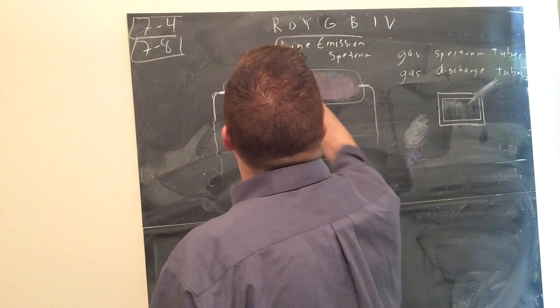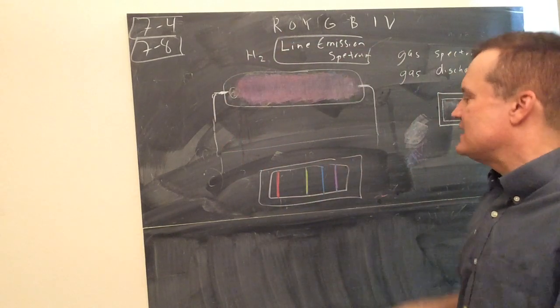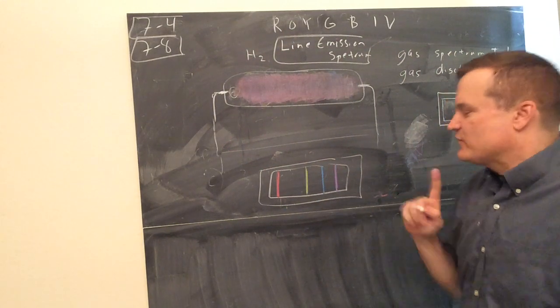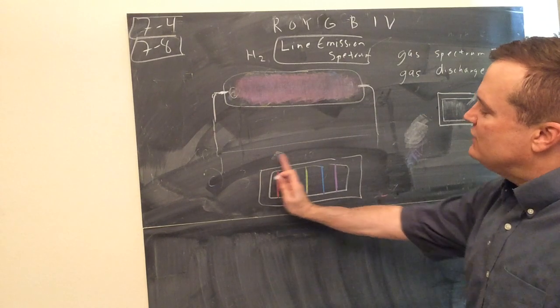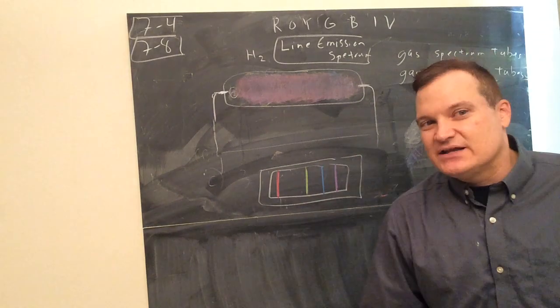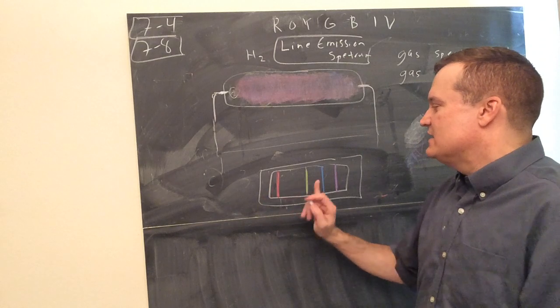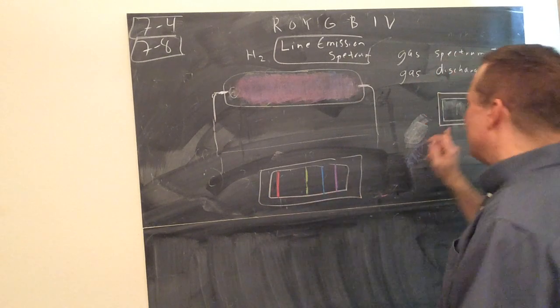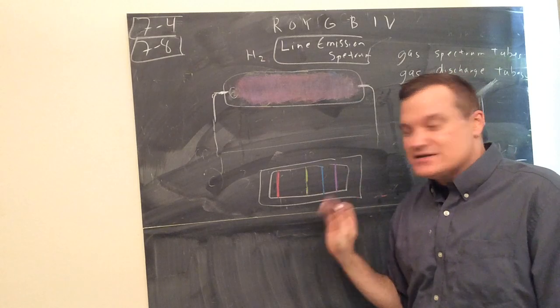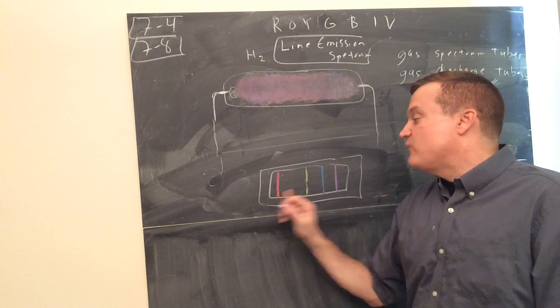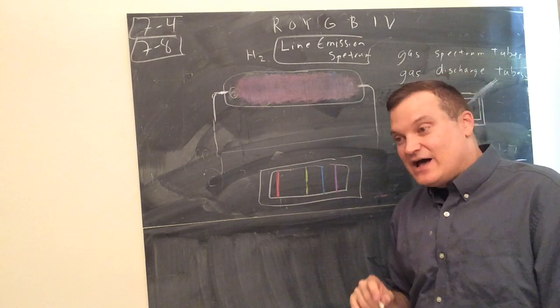Now, here's the cool thing about this. This is a line emission spectrum. First of all, the first weird thing about it was, when I look at white light, I see a continuous rainbow. But I don't see a continuous rainbow. I only see 4 lines when I look at it through the prism or through the grating. I only see 4 lines. So what that tells us is, only 4 wavelengths of light.